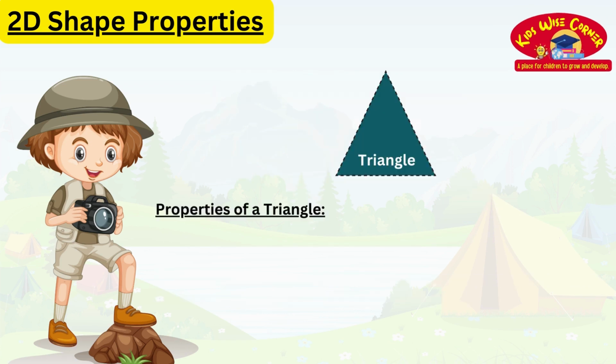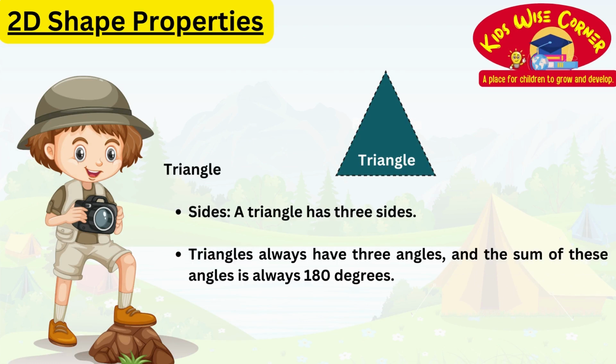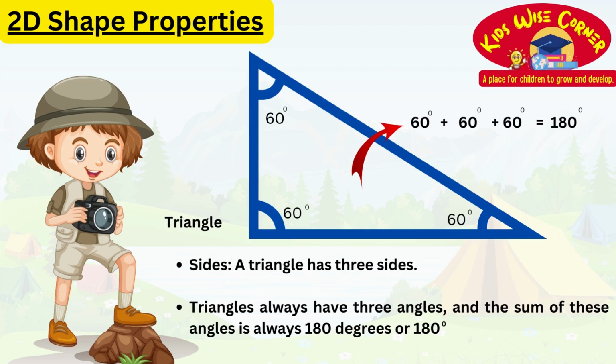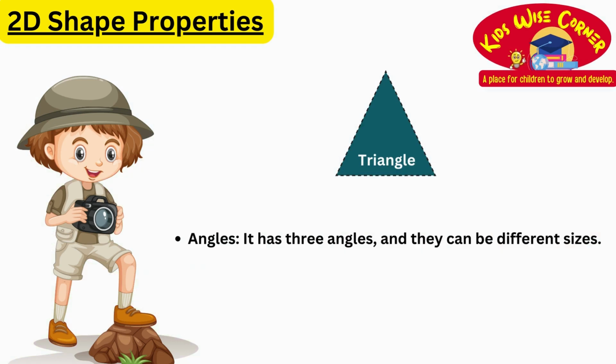Now we are going to the next 2D shape, triangles. Sides. A triangle has 3 sides. Triangles always have 3 angles, and the sum of these angles is always 180 degrees. If you add up all the angles of a triangle, it must equal 180 degrees. Triangles are classified into 4 types based on the sizes of their sides and angles.